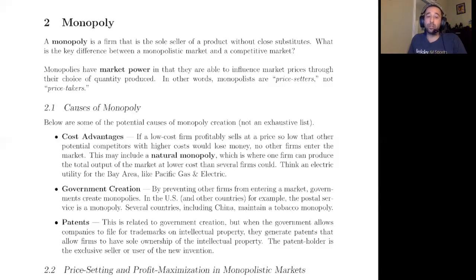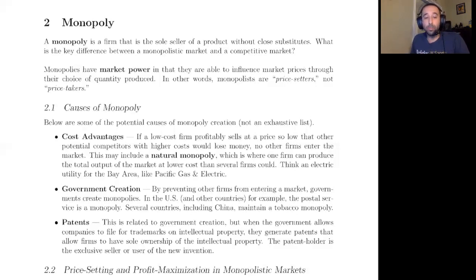Oftentimes these natural monopolies are regulated by the government so that they don't price gouge their consumers. Especially in the case of California, we have a California Public Utility Commission, whose job is to make sure that the price of things like electricity and water are set fairly, and not in a way that is profit maximizing for the utility producing those goods.